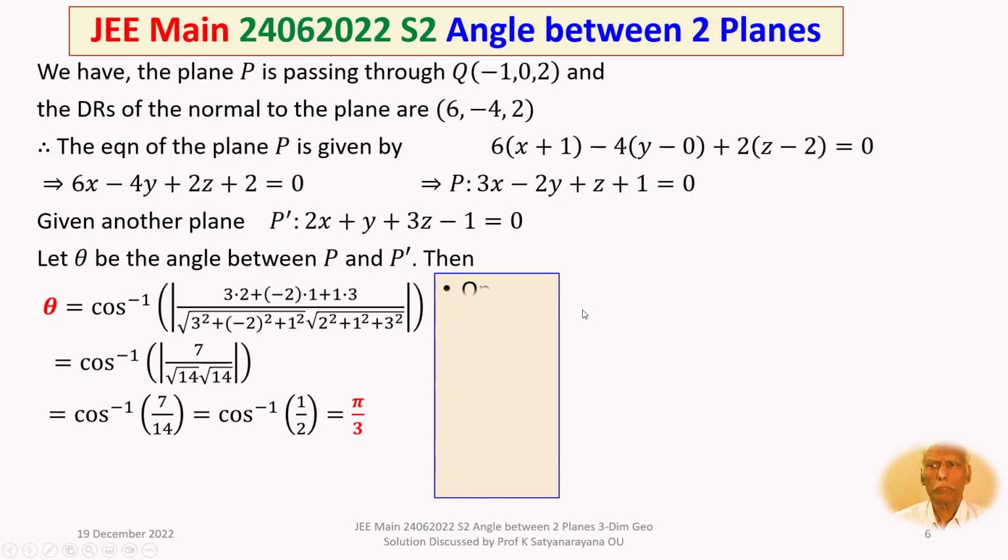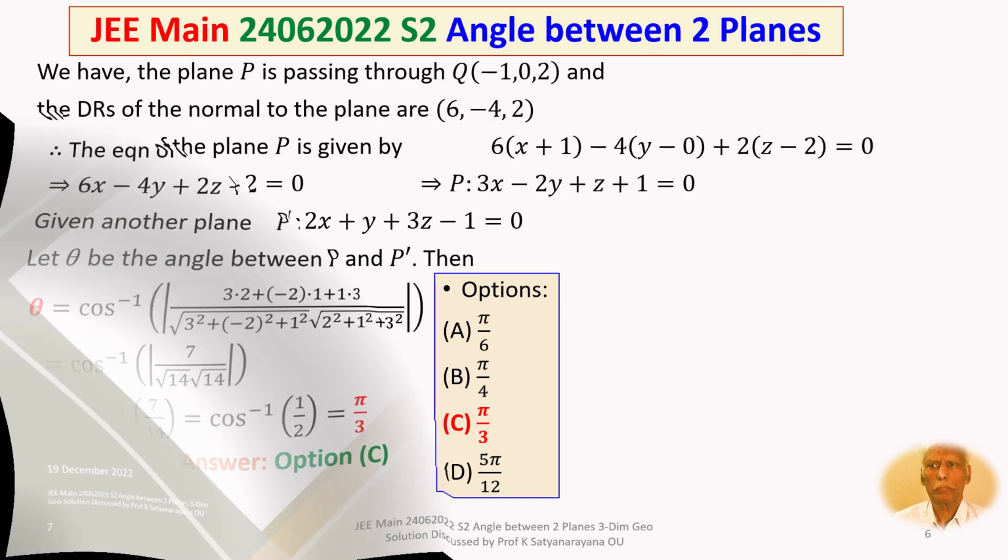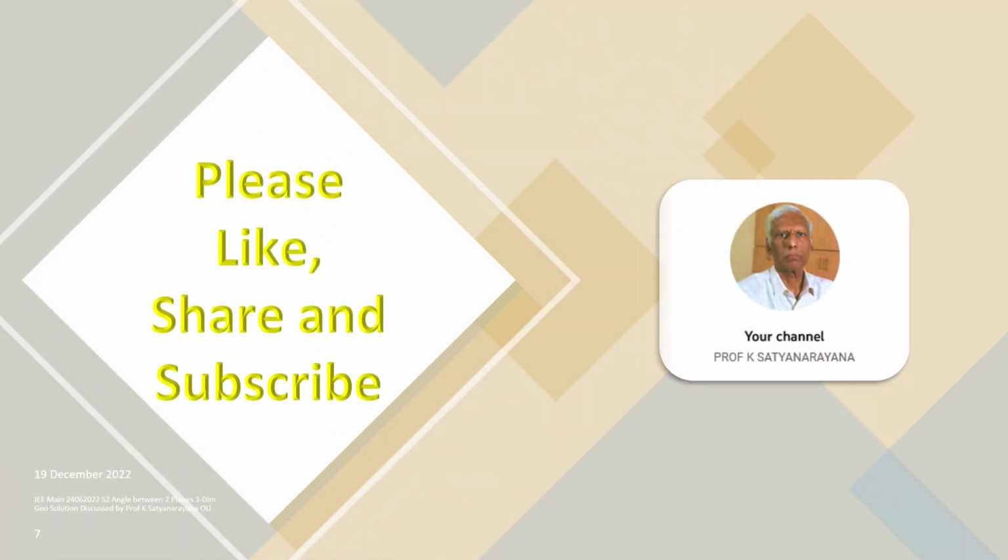Let's look at our options. Our answer pi by 3 appears against option C. Therefore, our answer to this question is option C. So that is the detailed discussion of the solution of a problem from three-dimensional geometry, which is to find the angle between two planes. I'm sure that you have understood the solution of this problem, and I wish you all the best. Thank you.